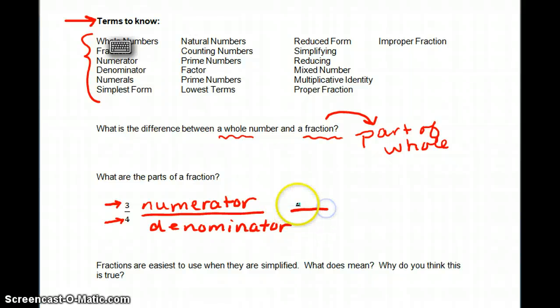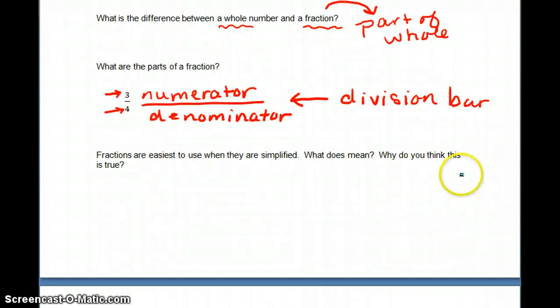Now a fraction is nothing more than a division problem that's written with a fraction bar. Okay, so when you see that fraction bar, that is actually a division bar. So it's always going to be numerator divided by denominator, if you want to think of it that way.